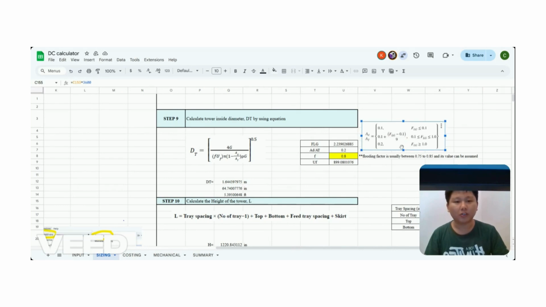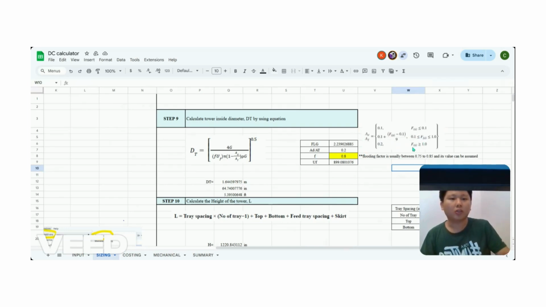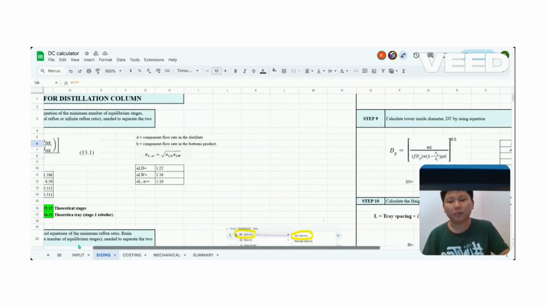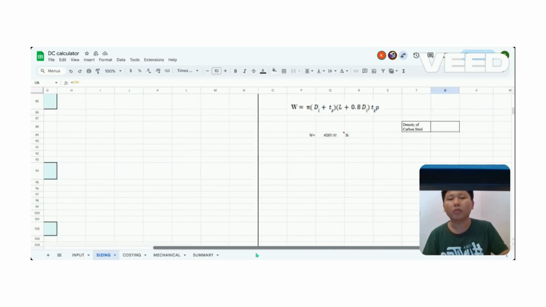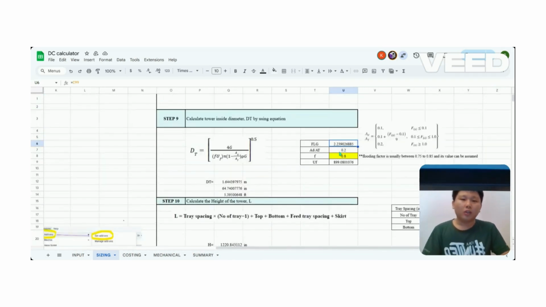According to this image, if we wish to determine the AD over AT, we need to understand the value of FLG. Different ranges of FLG give a different formula to calculate the AD over AT. By understanding in step 5, FLG is 2.239. So if it is greater than 1.0 as shown here, the value of AD to AT will be 0.2.